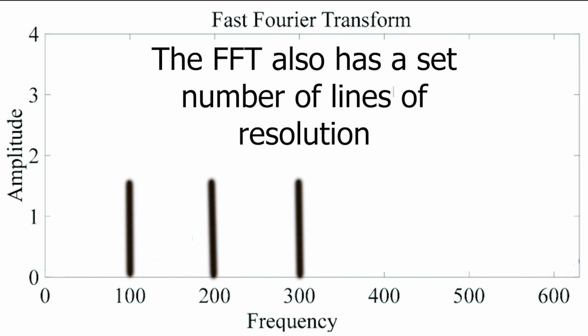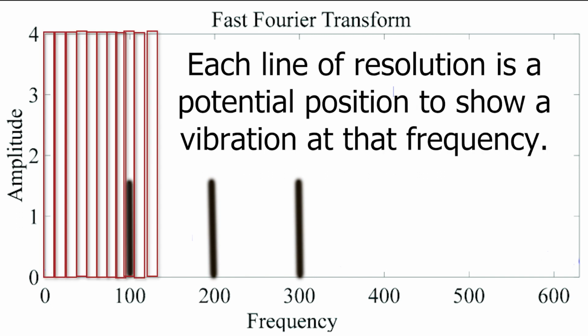There are also a set number of lines of resolution. Each line of resolution is a potential position to show a vibration at a specific frequency. If your resolution is set too low to separate peaks that are very close in frequency, you will only see one peak on the spectrum.